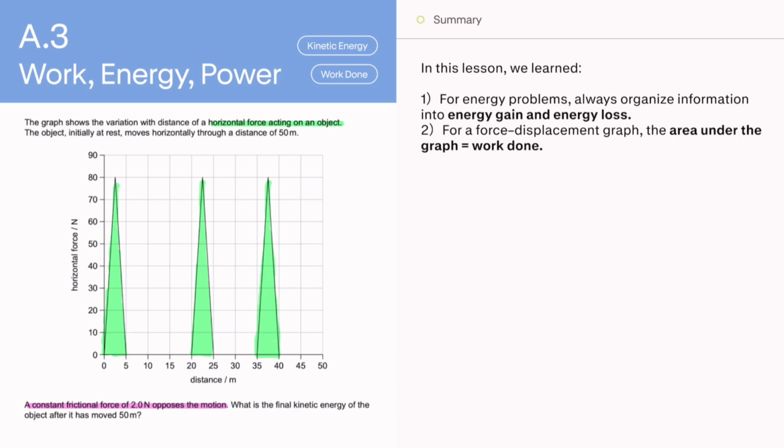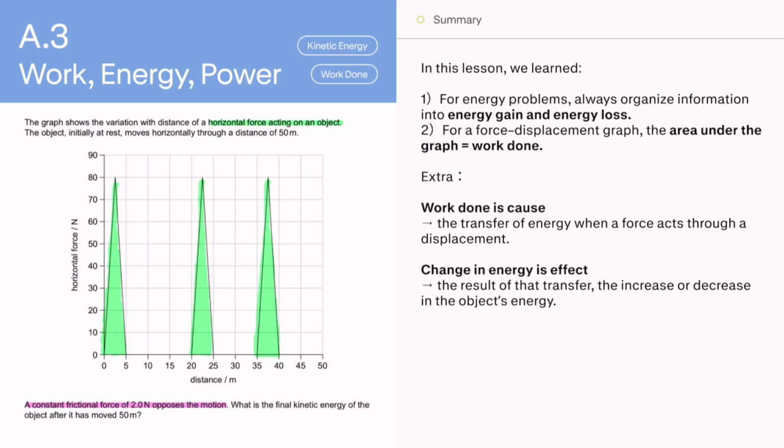Let's have a recap. In this lesson, we learned that for energy problems, always organize information into energy gain and energy loss. And for a force versus displacement graph, the area under the graph represents work done. Now, an important note. Students often get confused between work and energy. Do you remember in the last video when we talked about impulse and momentum?